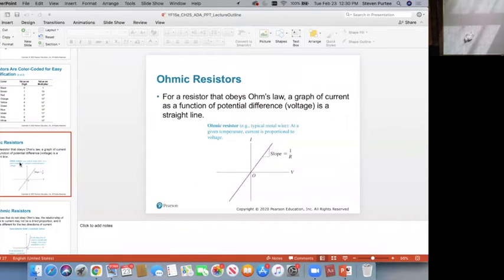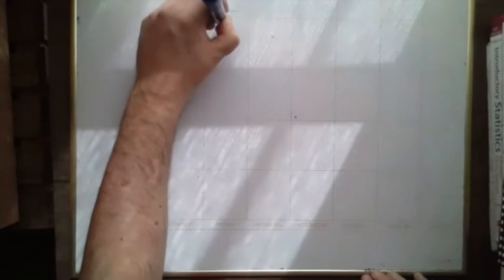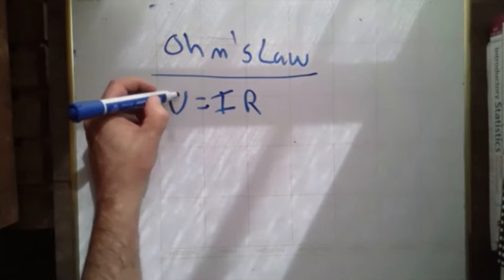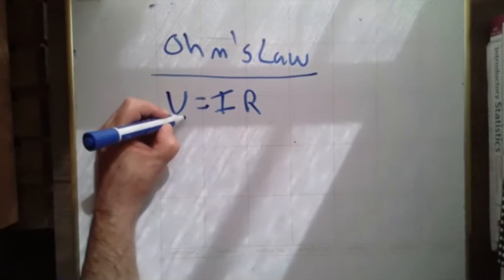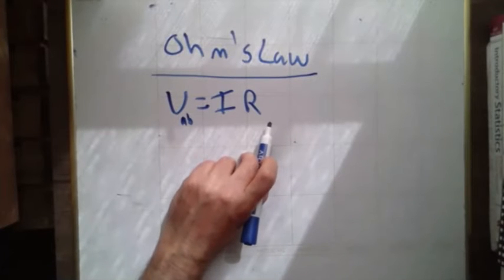Okay, ohmic resistors, by definition, what makes something an ohmic resistor? It follows Ohm's law. It's kind of a redundant name. Ohm's law says in an ohmic resistor, V equals IR. The potential drop, this V, we always write V equals IR, but that's V_AB. The potential drop across a resistor is the current times the resistance.